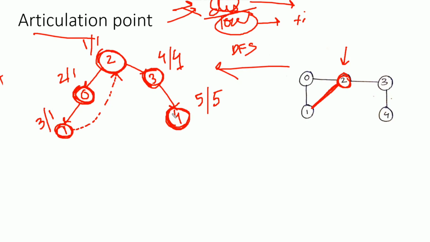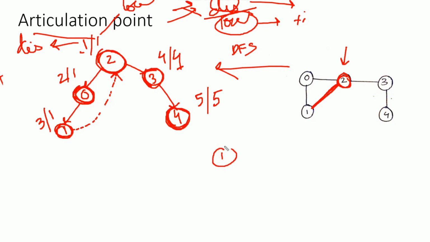Okay, so finally what I did was I calculated the discovery time. So this first value will be the discovery time and the second value is the low time. Okay, discovery time and low time. So the first step will be conversion of this graph to a DFS tree. From the DFS tree we calculated low and discovery time. Now we need to apply two rules.